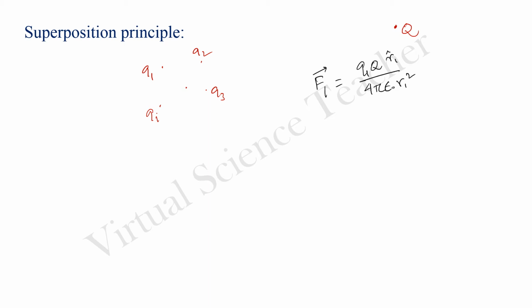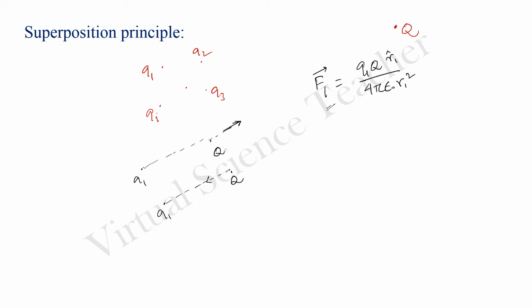Now, what is the direction of r1? Suppose we have a charge q1 and another charge Q. If both are of the same kind, that means either both are positive or both are negative, then the direction of r will be towards this way. But if q1 and Q are of opposite kind, that means one is positive and the other is negative, then this direction is towards q1. So the direction of the r1 unit vector, or the direction of force, solely depends on the nature of the two charges.